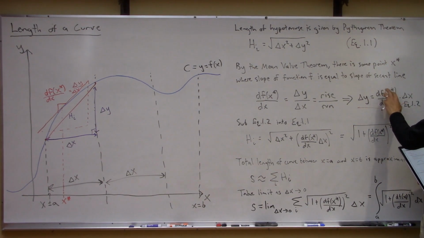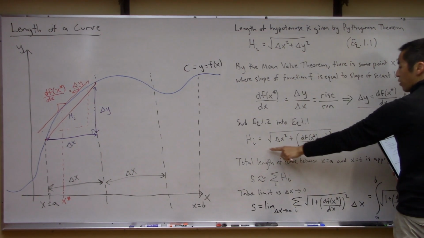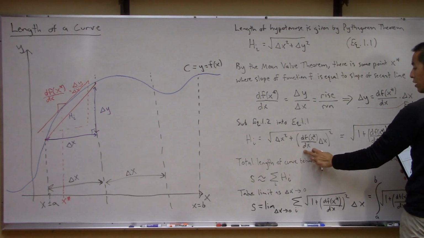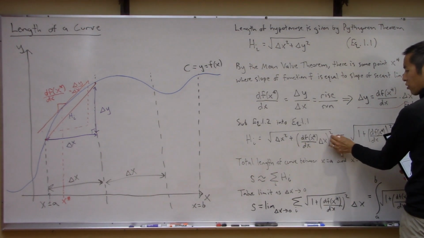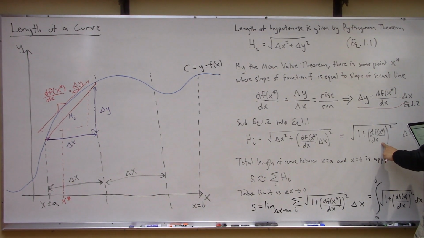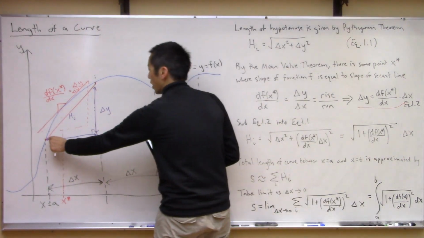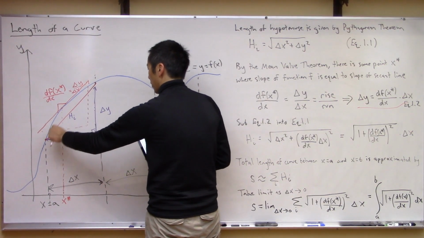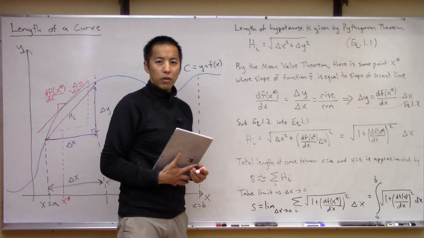I'm just going to substitute this into the previous expression up here. So that's what I've got down here. Just plug it in for delta y. Now you notice there's a delta x squared here and a delta x squared here. You can pull it out of the square root, and we end up with this. So this is the length of this one little secant line right here. That's perfect. That's just one little section.